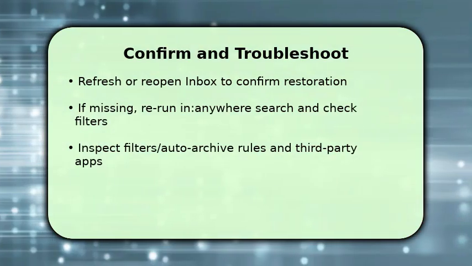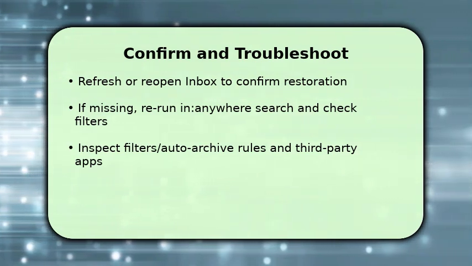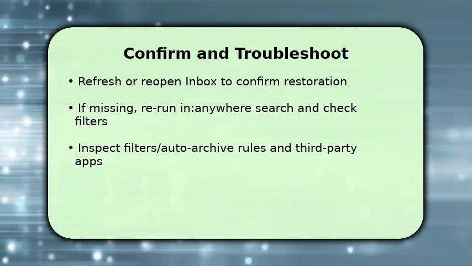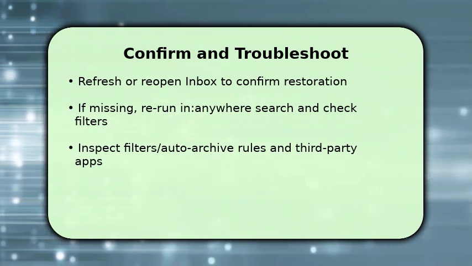Finish by confirming the email now appears in Inbox. Refresh or reopen the folder so Gmail updates labels. If the thread still isn't visible, rerun the Anywhere search and inspect your filters.